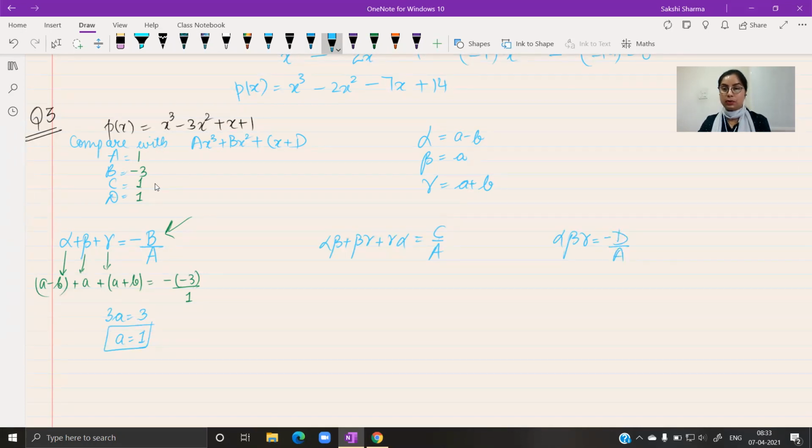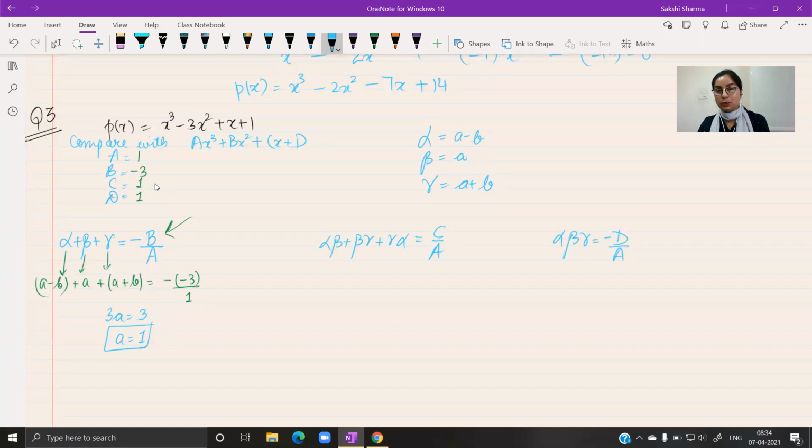Either you can use this one or you can use this one, whichever seems easier to you. और वो आपको काम करके पता चलेगा कि दोनों में से कौन सा रिलेशनशिप easier है to simplify, and the value of b will be same whichever relation you use.